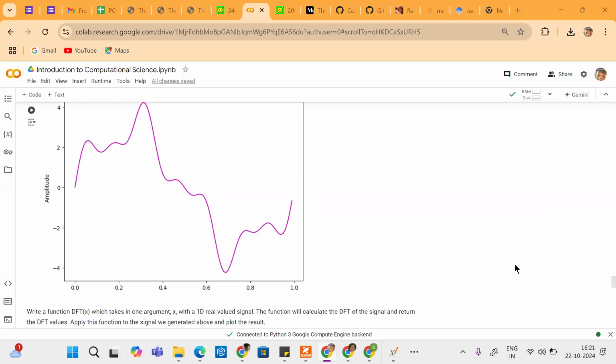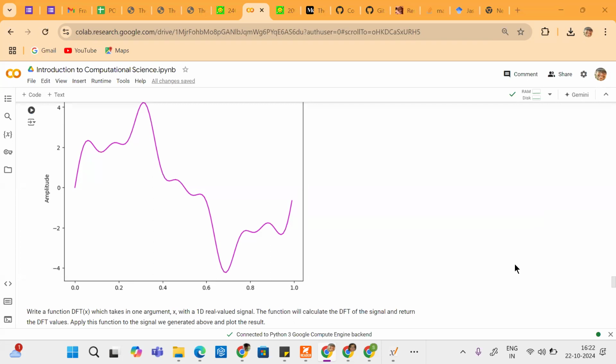So you can see this wave here. The amplitude versus what? Time. What is the x-axis? Time. I did not write it, but you should know it is time, because in the code I told it is varying from 0 to 1. So amplitude versus time.